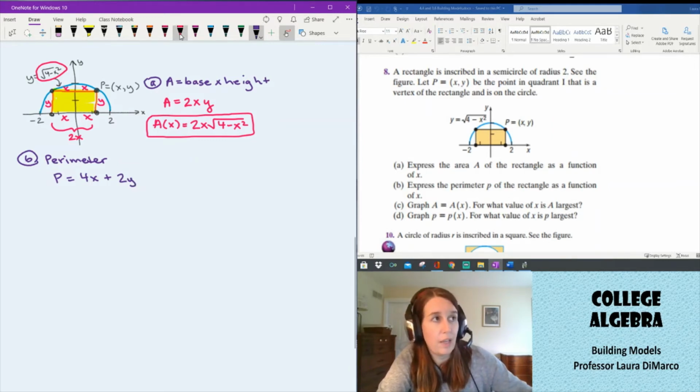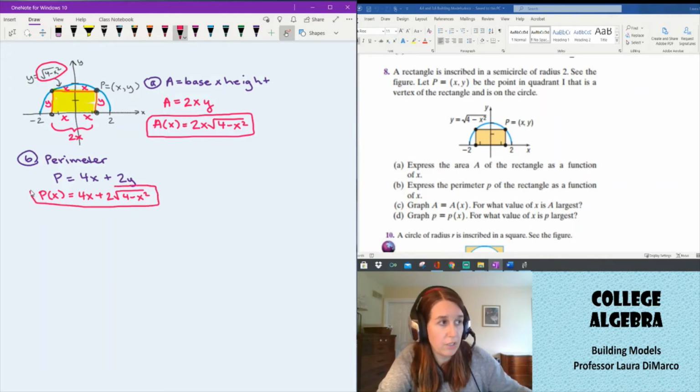Now we have to do the same thing we did in the other part. We are supposed to be finding the perimeter in terms of x only, so we can't have that y in there. So this is 4x plus 2, and then we know that the y is still square root 4 minus x squared, because the points on the rectangle are based on the circle. So square root 4 minus x squared. There's no need to try to simplify these in any way. They really can't be, and they also look great as they are.